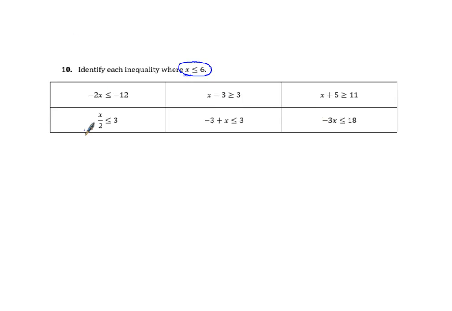So this one here, negative 2x is less than or equal to negative 12. Get that x by itself. Right now it's being multiplied by negative 2. The opposite of that would be dividing by negative 2. And whenever we divide by a negative, we must flip our inequality. So we get x is greater than or equal to because we're flipping. And negative 12 divided by negative 2 is positive 6. So this is not quite what we're looking for. This first one is not an option here.